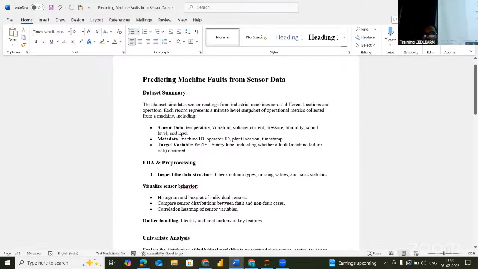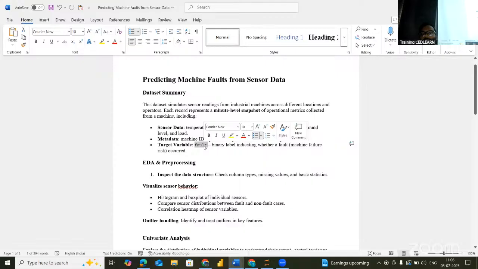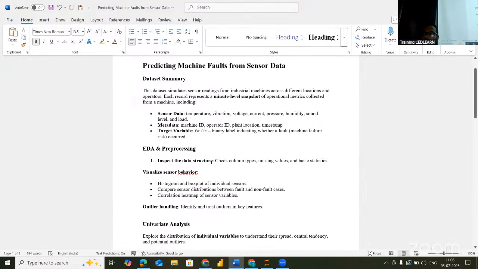And the load, how much load it is taking the entire machine while doing all these things. So these are the data set we are having. Our target variable is where we are finding if it is a fault or not, if it is going to failure or not. So for this, as most of you know, we will be doing EDA.